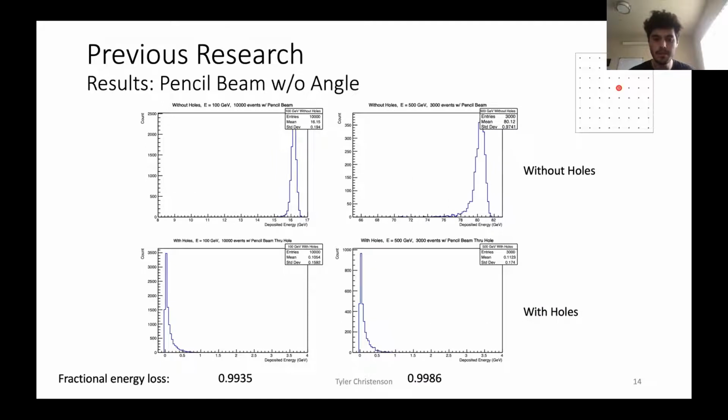So here are some of the results that I actually found. I'm only going to show you a few of these slides. I didn't want to go too far into it because it was quite a big study. But this was the first simulation of the 3. So this was just a pencil beam straight through a hole.